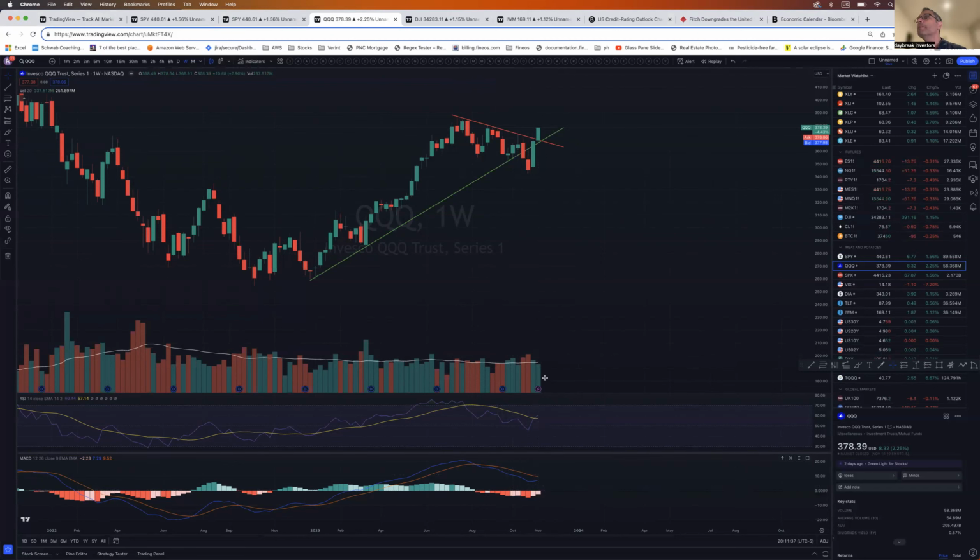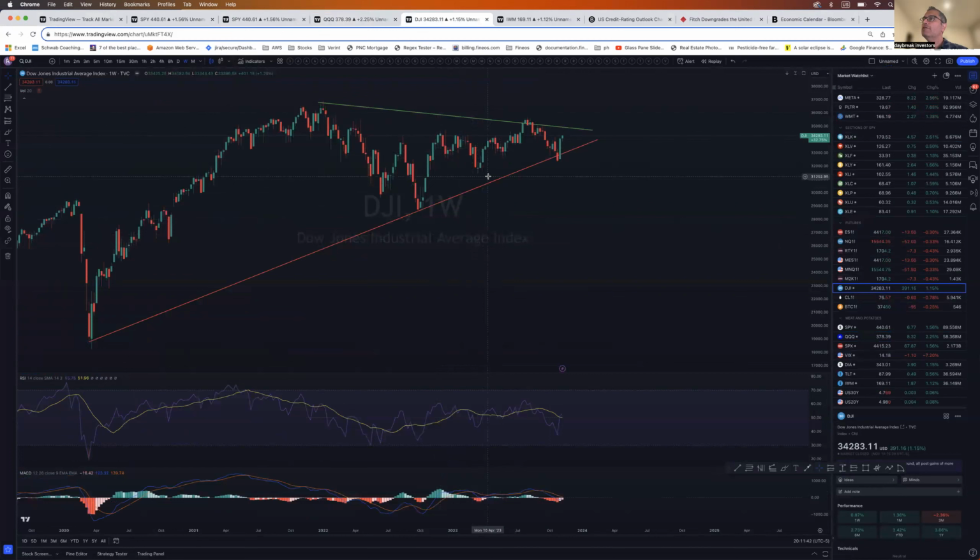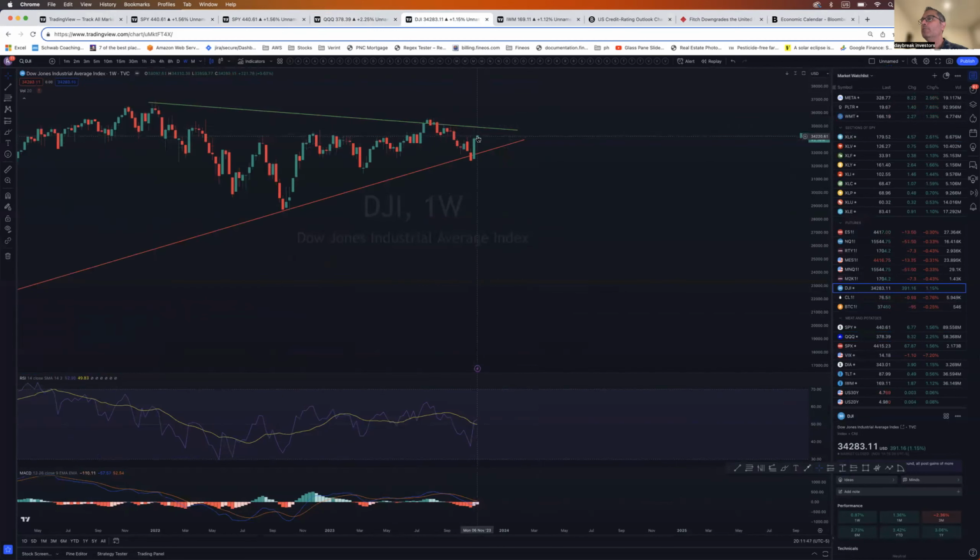strength as well. So the Dow Jones Industrial Average, we see kind of the same thing. A very impulsive rally. So Dow Jones, the RSI is at 52, the MACD the same thing.